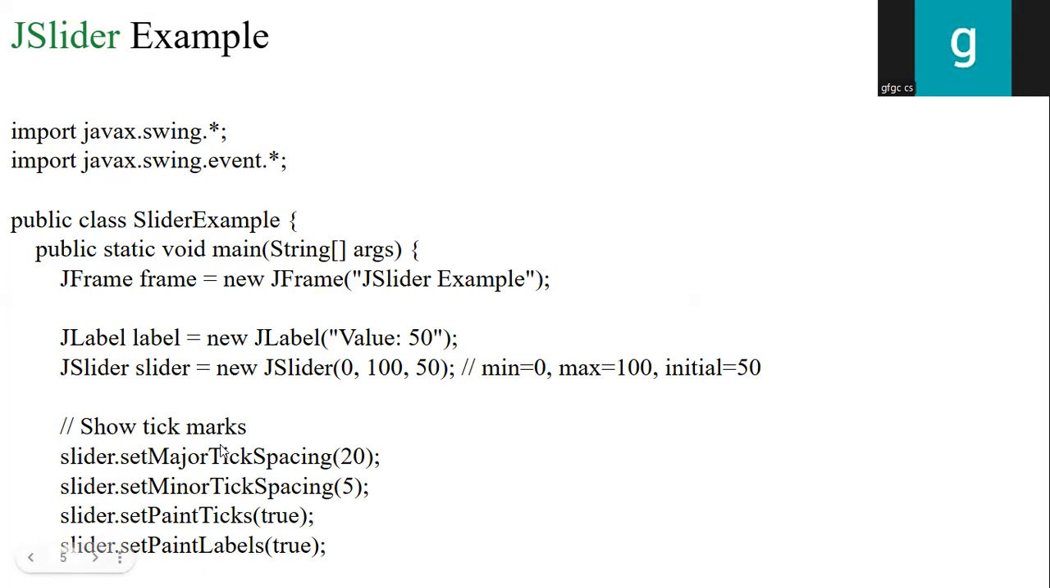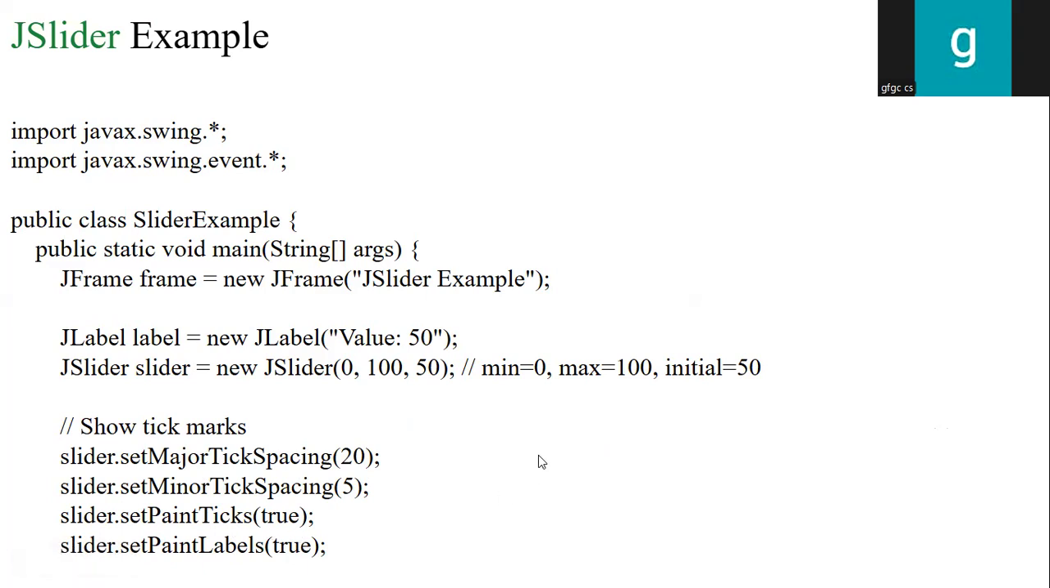Here the tick marks. That means when I move the slider, I have to put tick marks for understanding. The major tick spacing should be 20 and the minor tick spacing is 5. When I click, it should increase or decrease by 5. When I keep on moving, the maximum step should be 20. Okay, setPaintTicks true.